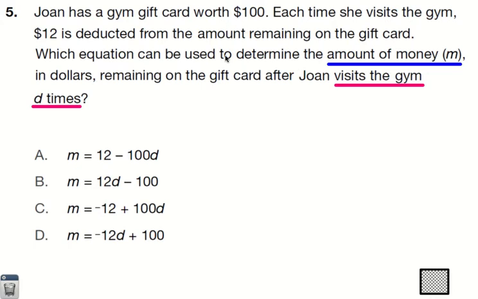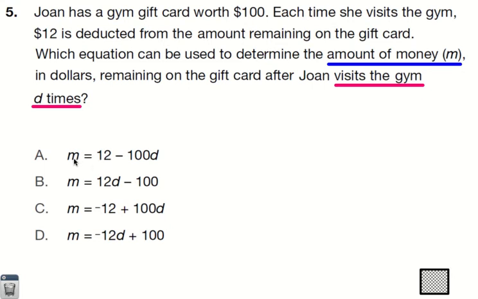And so starting with $100 and $12 is deducted every time we visit. Now you just have to simply pick the equation that models the mathematics going on here and the entire situation, the entire scenario. So do you think it's A? Again, maybe we could just check each one, right? Do you think this equation tells the story correctly?